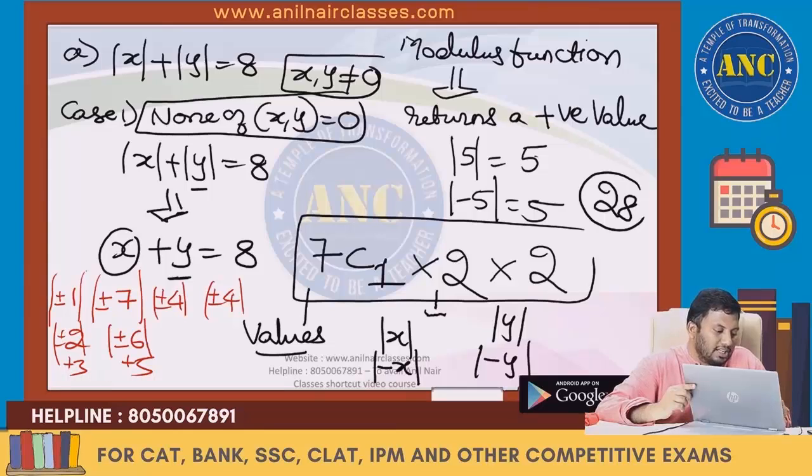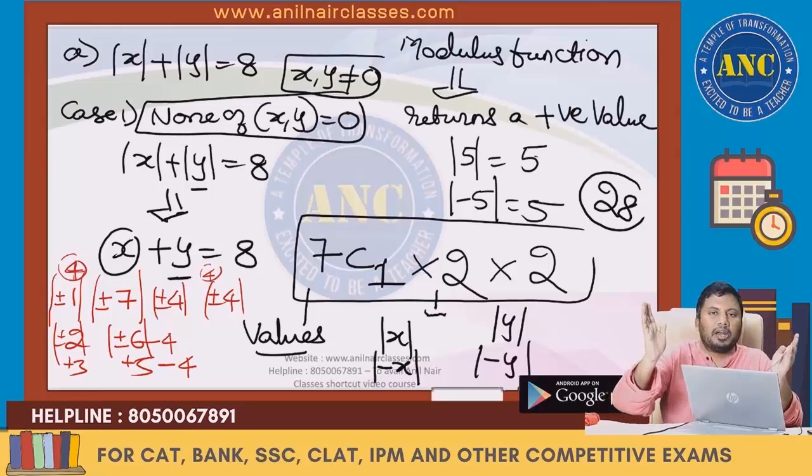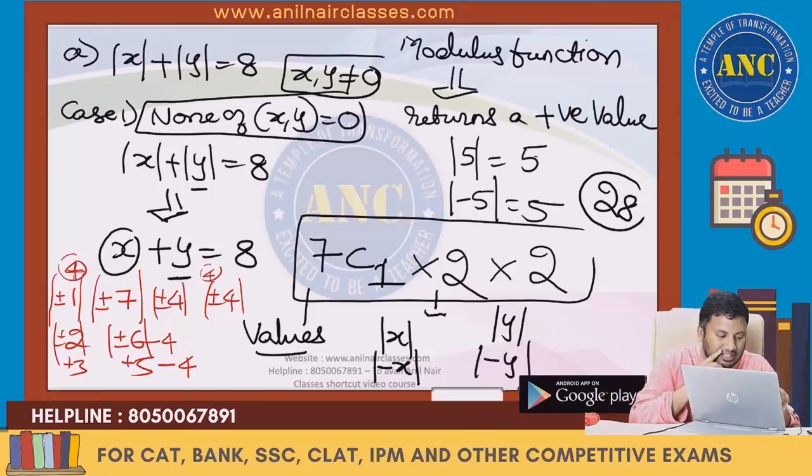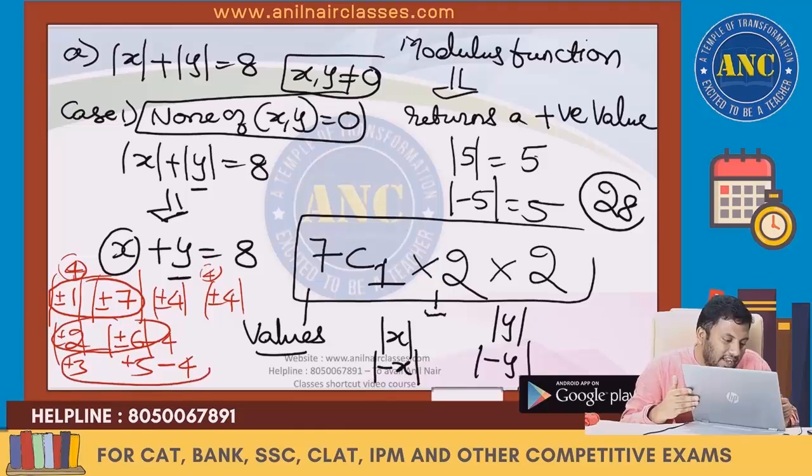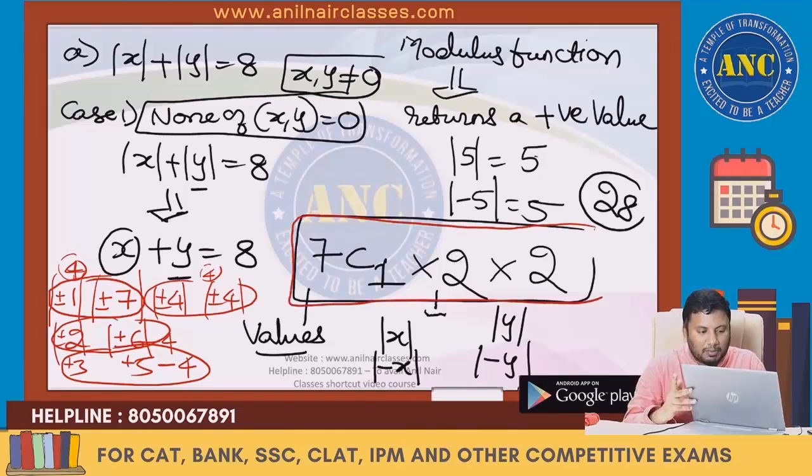So here it is 4 cases, here it is 4 cases, here it is 4 cases. 4, 4, 4 is 12, here it is 4 more, 16. 1 comma 7 reverse, 4 cases. 2 comma 6 reverse, 4 cases. 3 comma 5 reverse, 4 cases. So totally, with reverse, it will give you 8 cases, 8 cases, 8 cases, and 4 cases. 8 threes are 24, plus 4, 28. This is case number 1, none of x, y is 0.